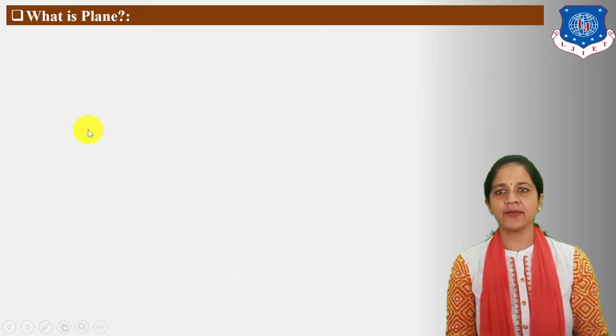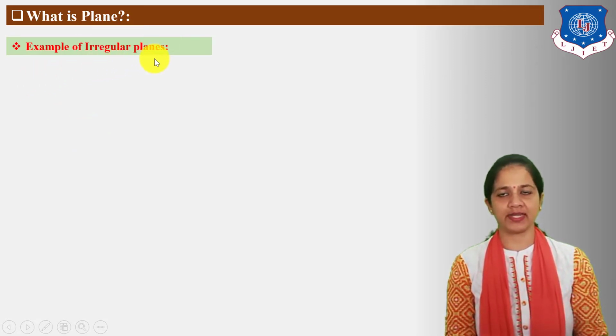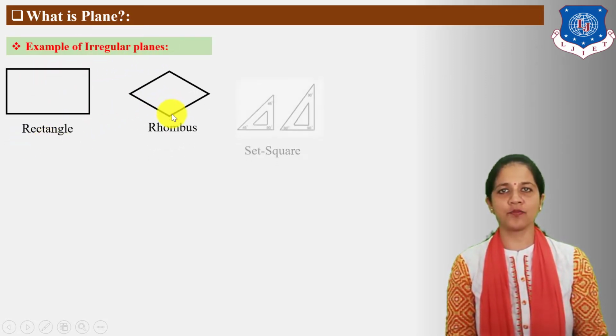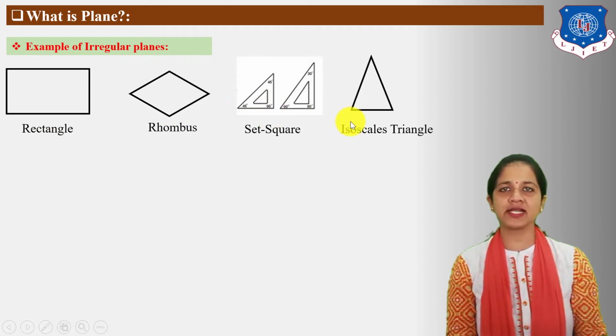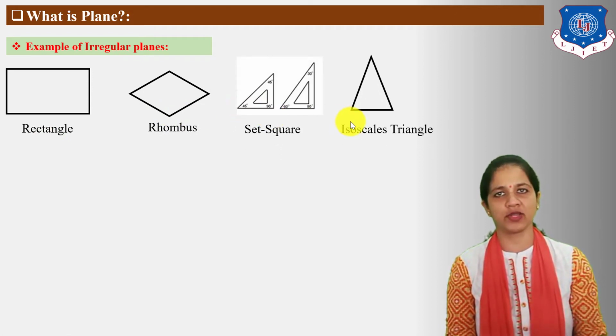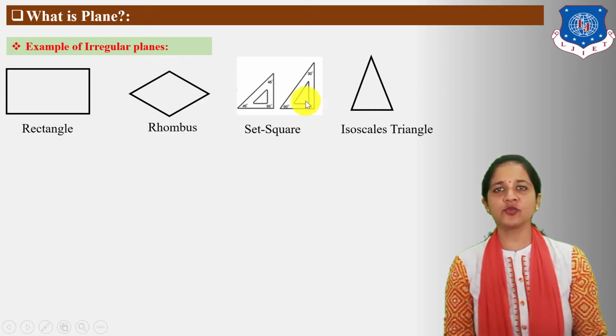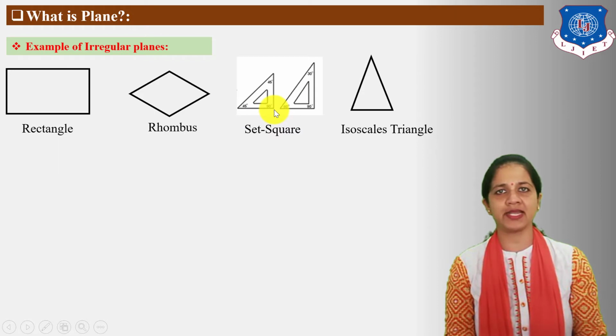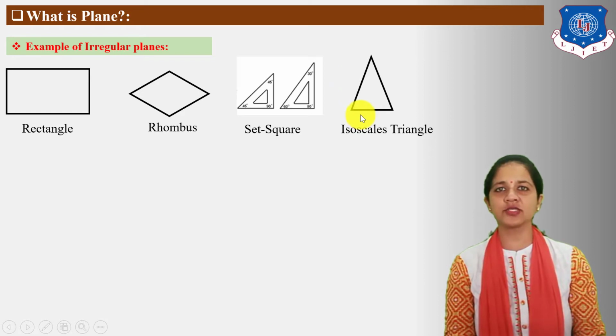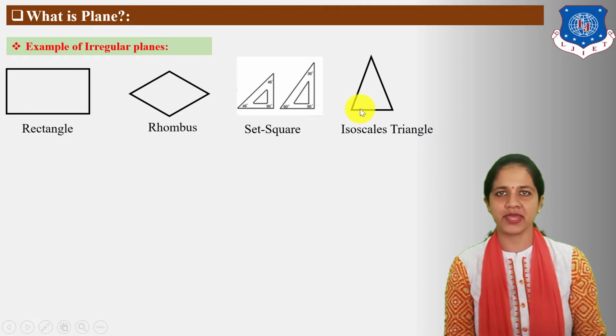Next, let us see examples of irregular planes. Rectangle, rhombus, set square and isosceles triangle are examples of irregular planes. Here, the sizes of all sides are not equal. A rhombus has a bigger and a smaller diagonal. There are two set squares. One is 45, 90 and 45 degree. Another is 60, 90 and 30 degree. In an isosceles triangle, two sides are equal and the third is called the base.